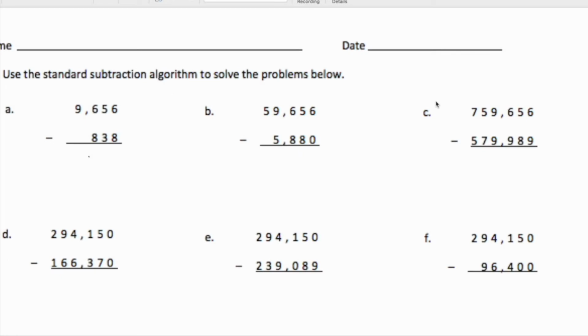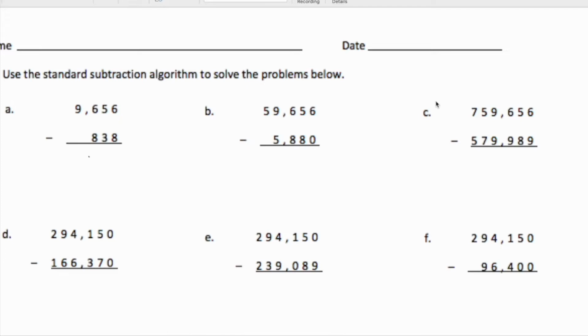All right, for number 1, we are using the standard algorithm to solve these problems. So again, when using the standard algorithm for subtraction, you want to go through each place value, each unit, and make sure that you have enough to subtract, that you're able to subtract. So you'll see me doing all of the regrouping first, and then subtracting. Not starting subtraction until I've done all of the regrouping in every place value unit.